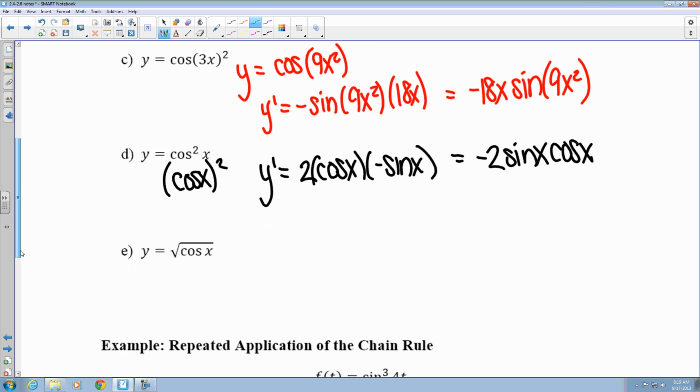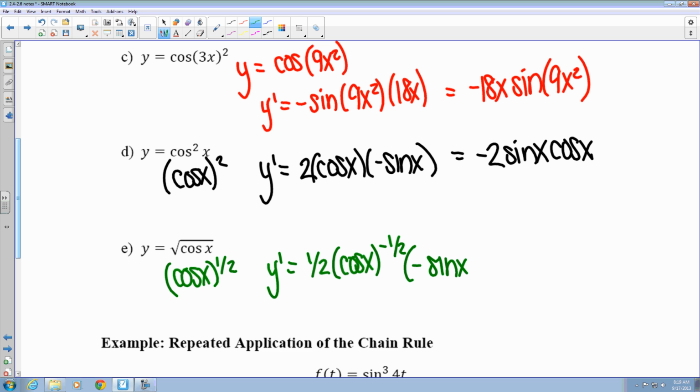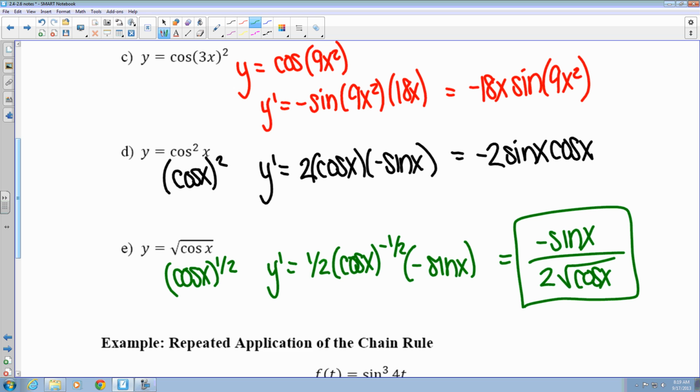And the last one, square root of cosine of x is the same thing as cosine x to the 1/2. So it's almost exactly like part D. I prime equals 1/2 cosine x to the negative 1/2 times negative sine x. So simplified, negative sine x over 2 times the square root of cosine x.